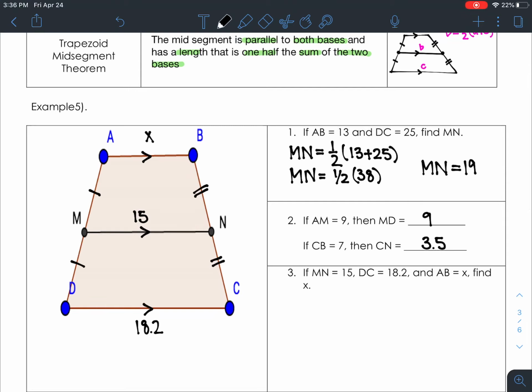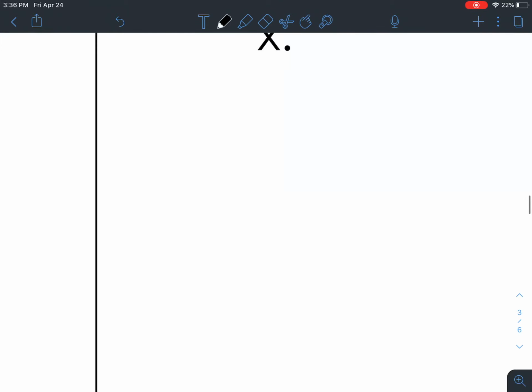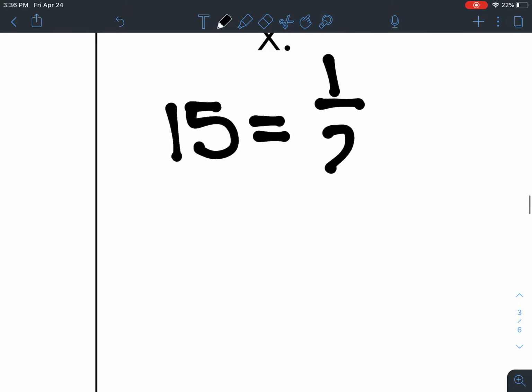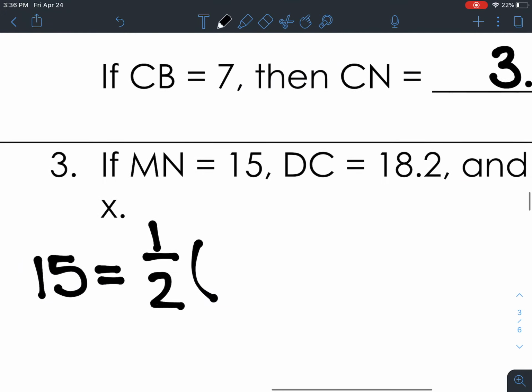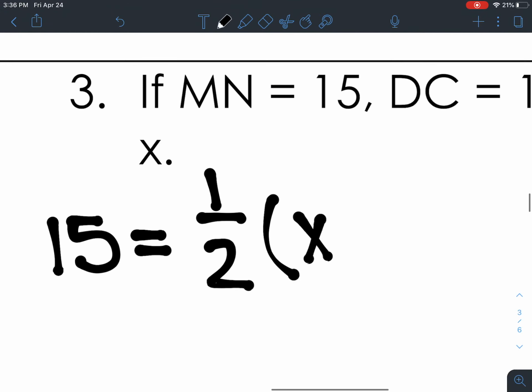The midsegment is equal to 1/2 the sum of the other two bases, right? So the midsegment has a length of 15, and that's going to be equal to 1/2 the sum of the two bases. And this time, though, one of the bases is x, while the other one is 18.2.